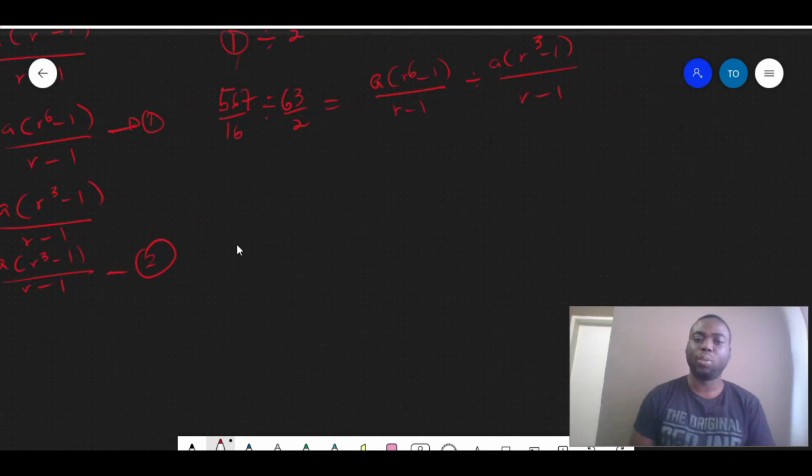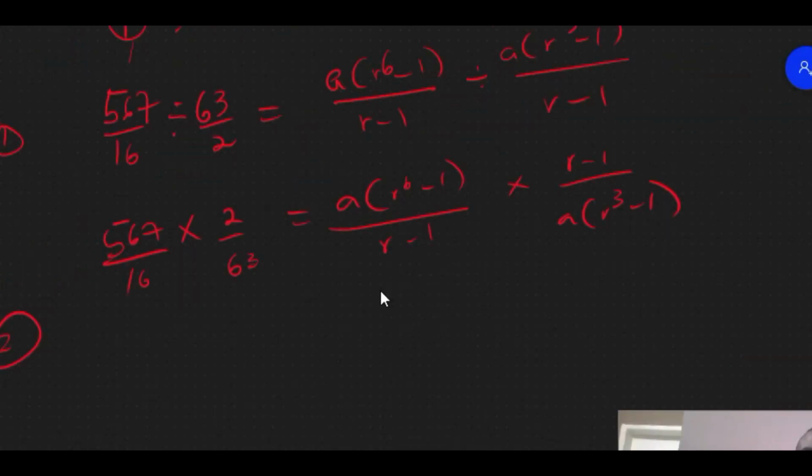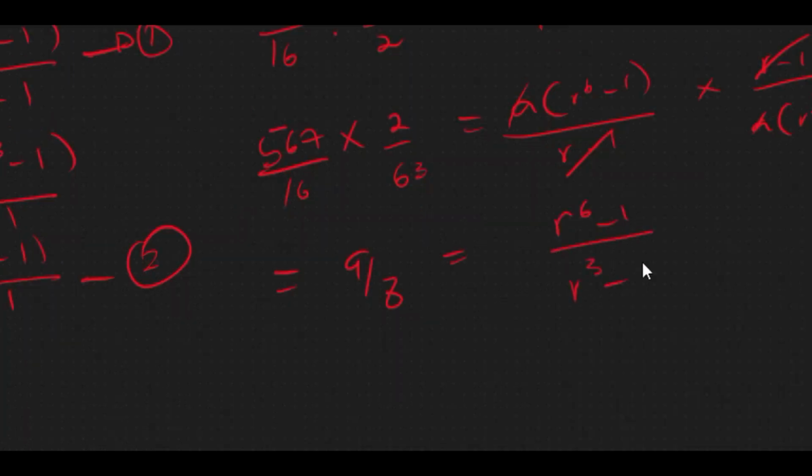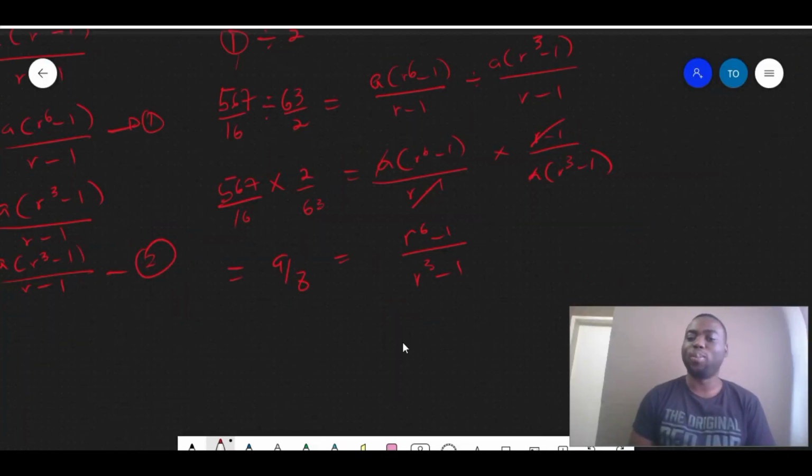The next step is to change division to multiplication. Then we can cross cancel. This will cancel that out. This gives you 8. Okay, so we're almost there.